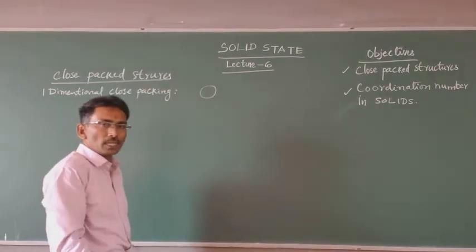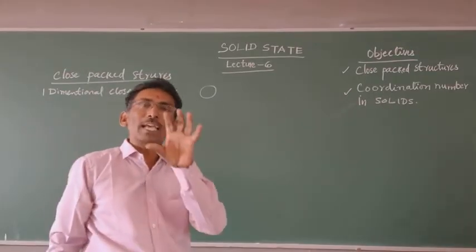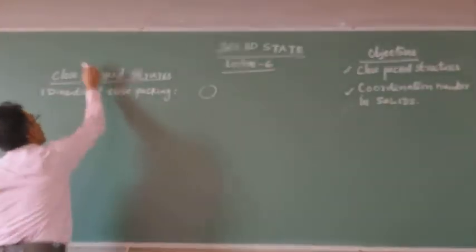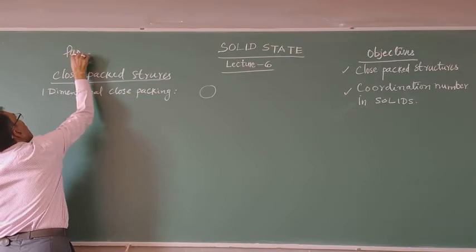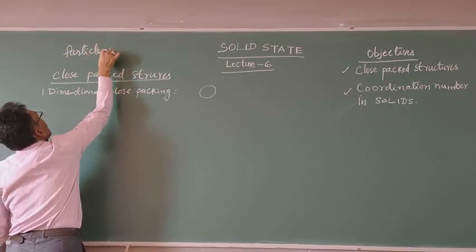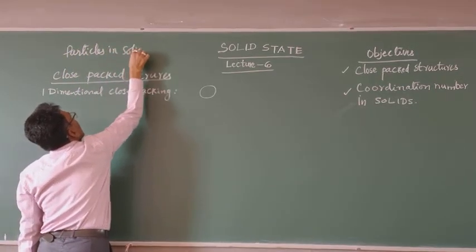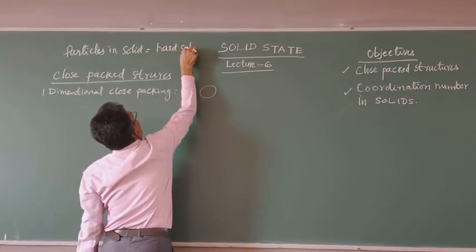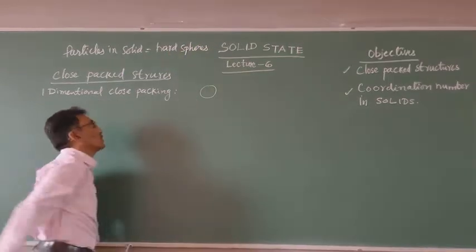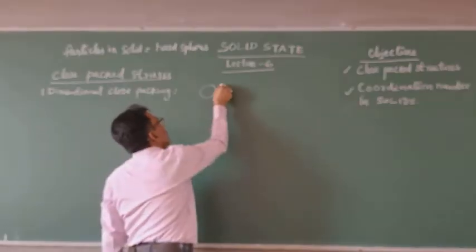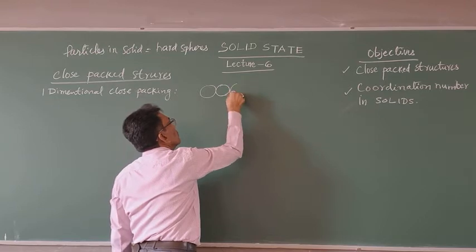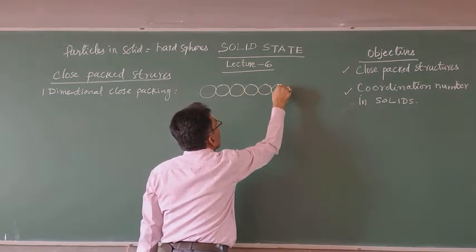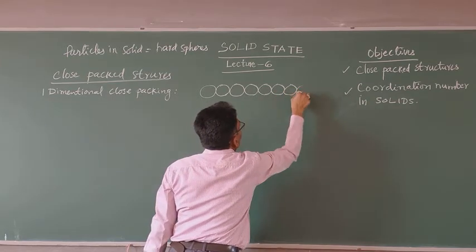A particle, as here the particles in the solid are assumed as spheres, hard spheres. The particles in a solid are assumed as hard spheres. This is very important. Then this is one hard sphere, and this is another one. This is one-dimensional linear closed packing, and so on.